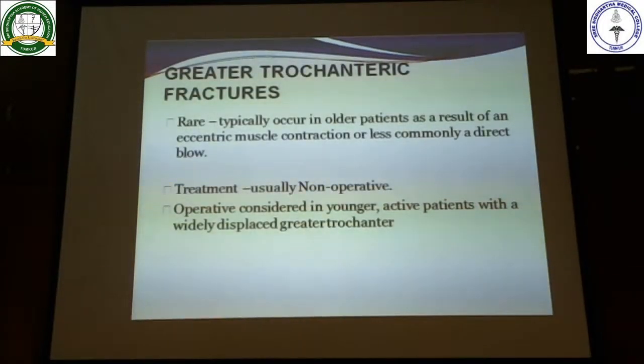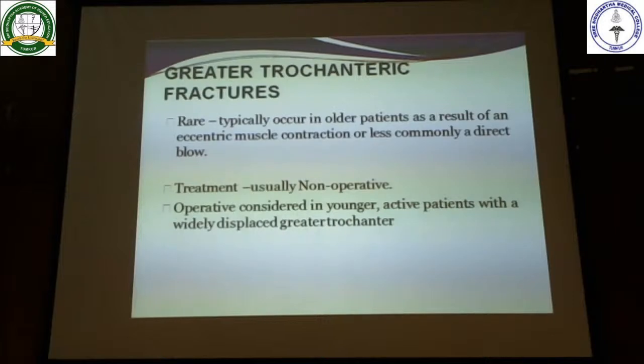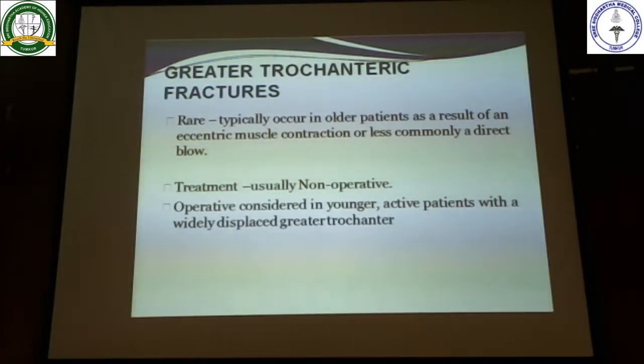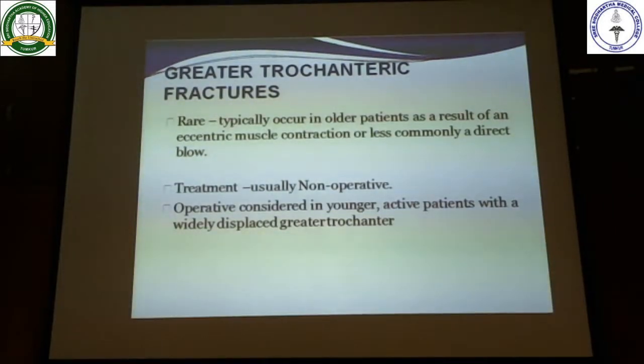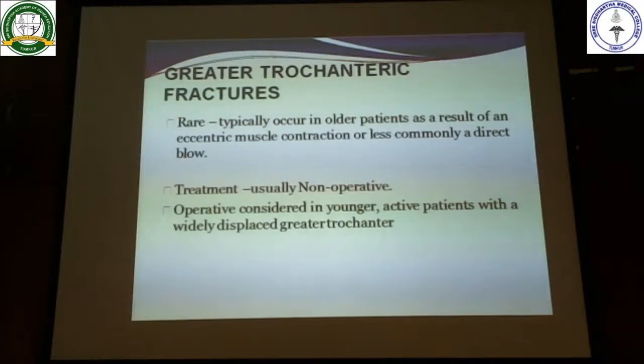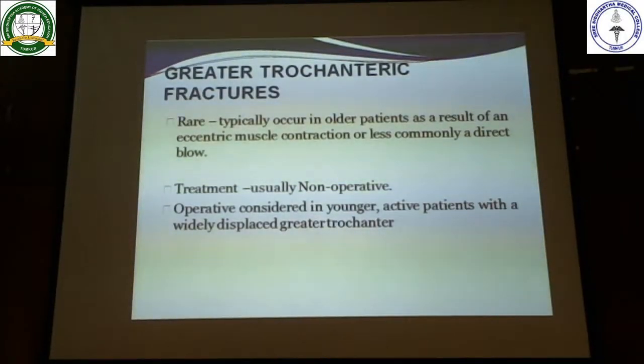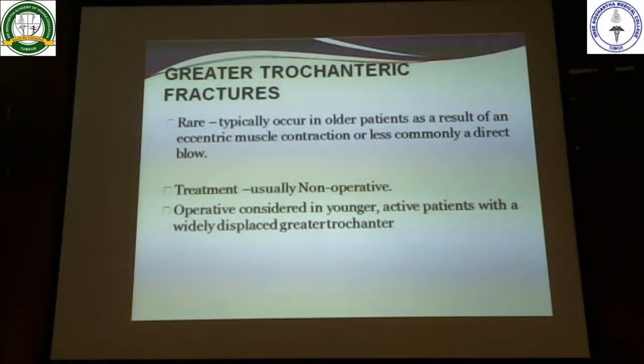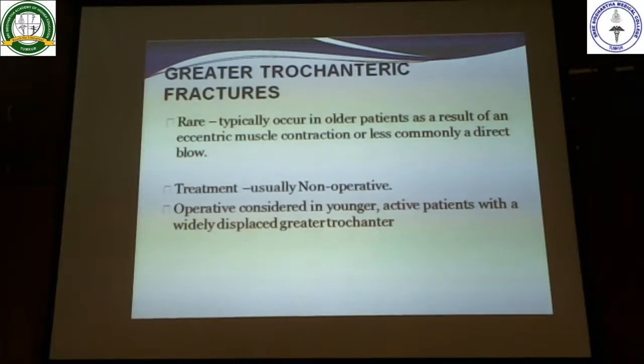Then very briefly, IT fracture is the major topic as far as trochanteric fractures are concerned. I already mentioned some fractures are confined only to the greater trochanter or only to the lesser trochanter. Greater trochanteric fractures usually occur in elderly patients as a result of eccentric muscle contraction, less commonly a direct blow. Treatment is usually non-operative because only the greater trochanter is involved. But in younger patients, you can consider operative management also.